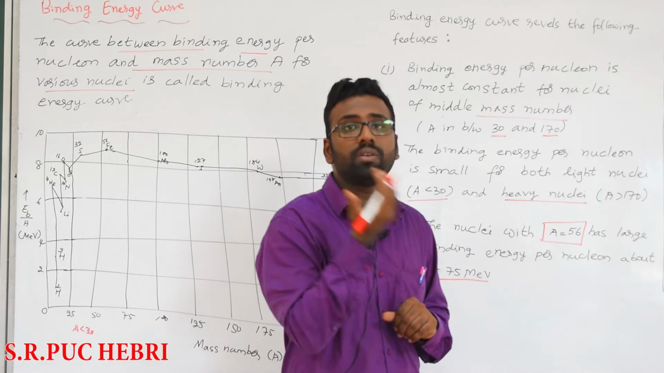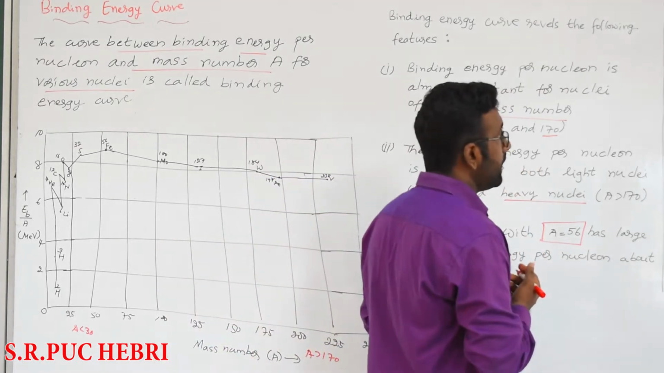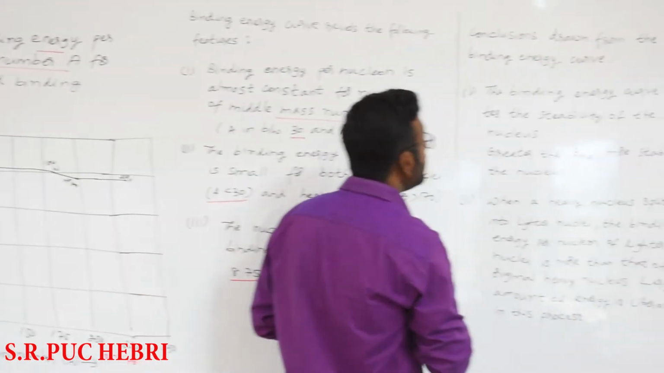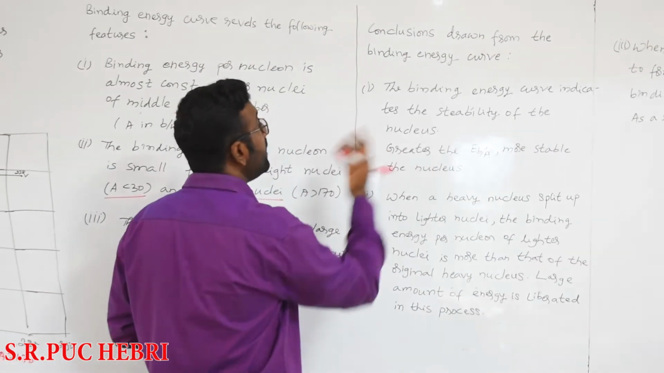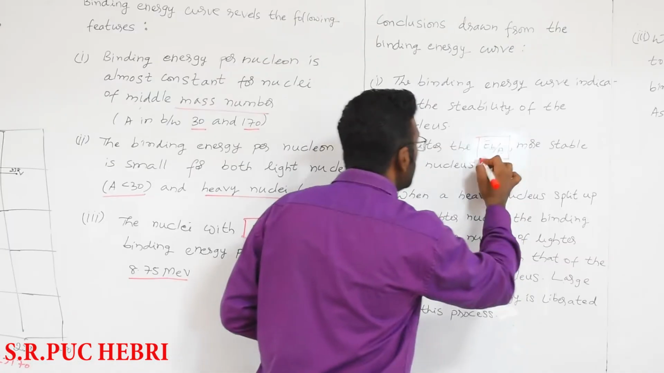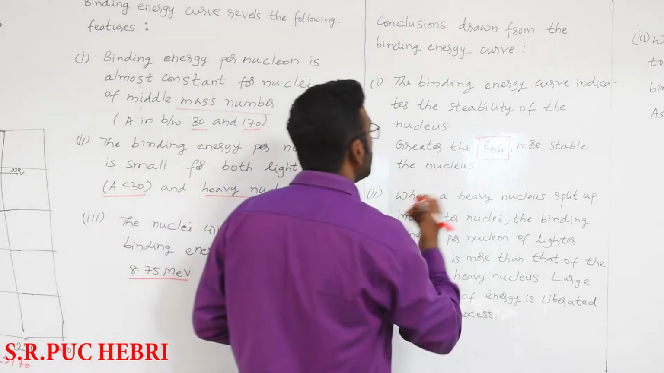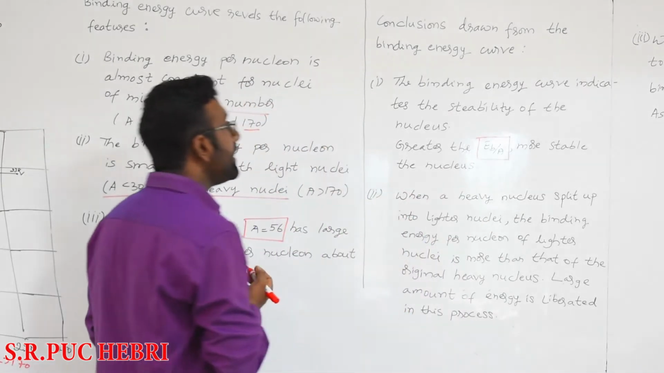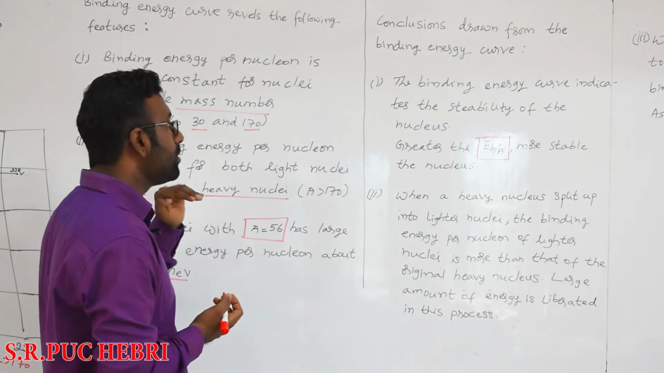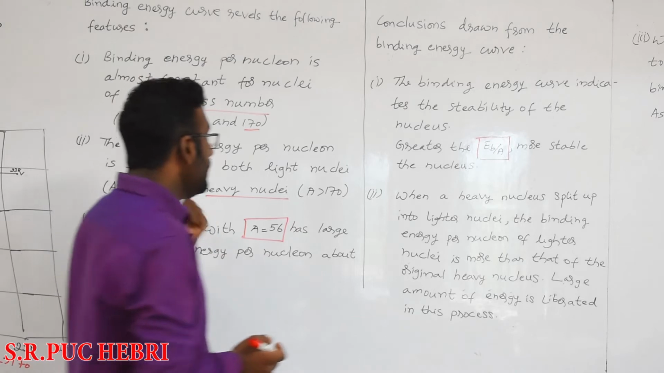Now, what does this binding energy curve give? It indicates the stability of the nucleus. The greater the binding energy per nucleon, the greater the stability of the nucleus.